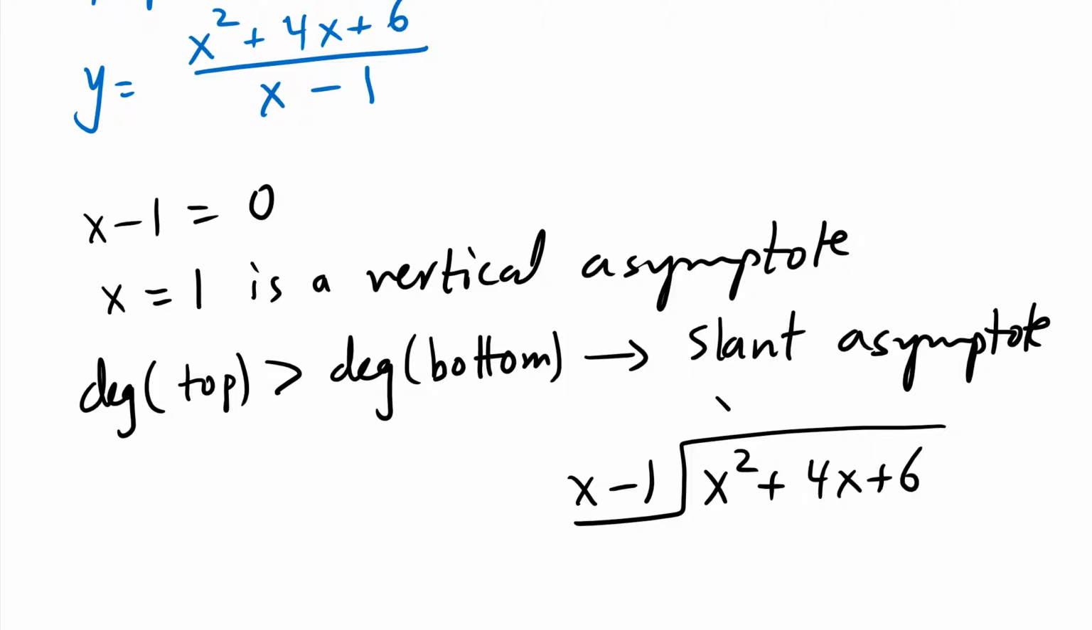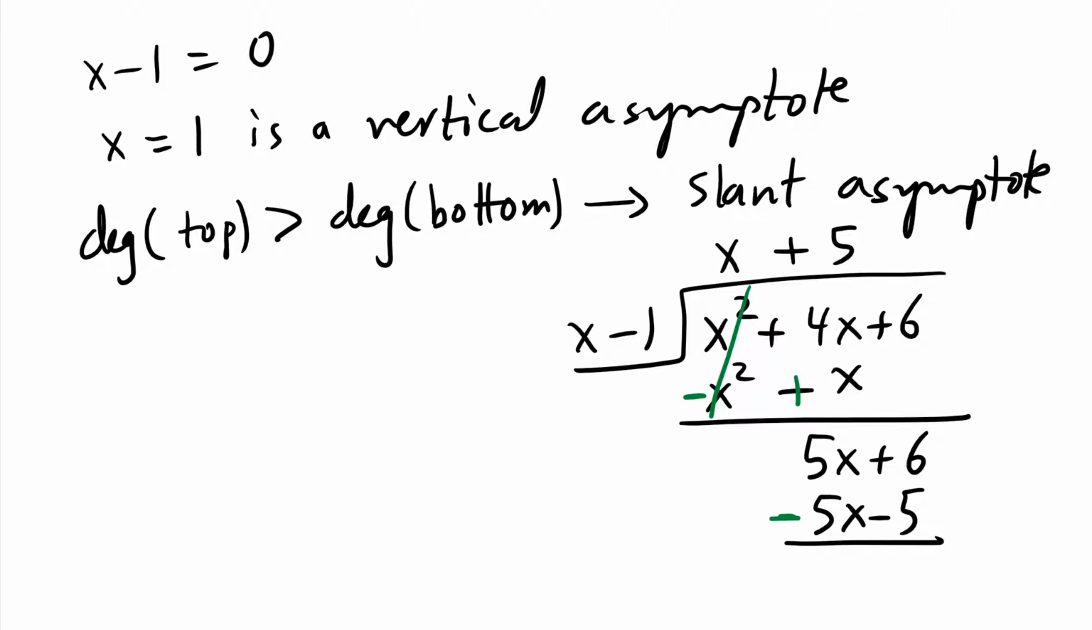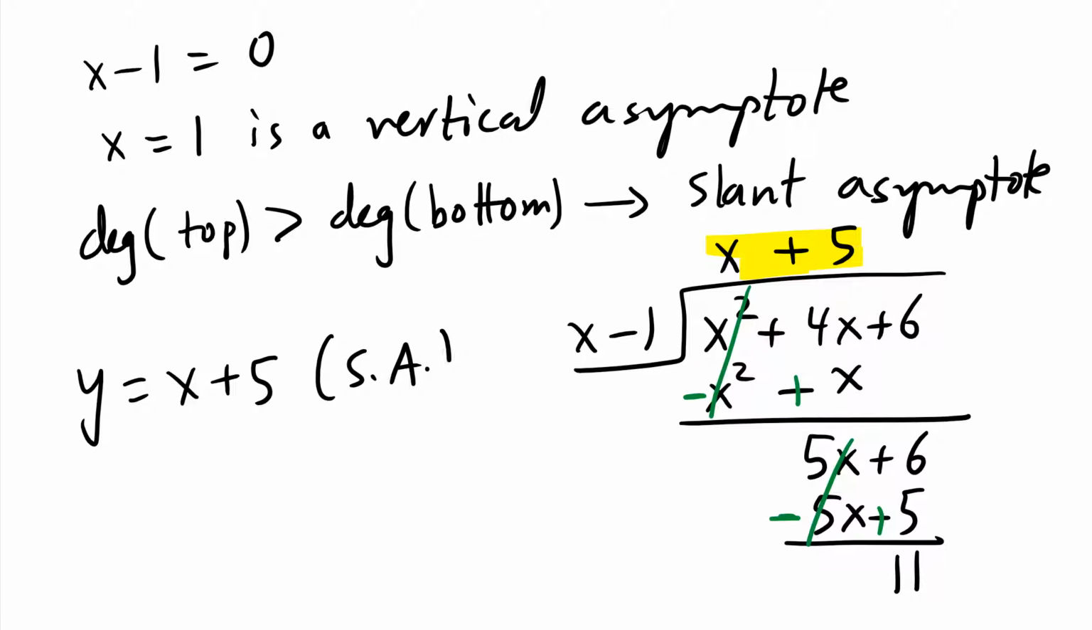What goes on the top? X squared minus x. Then we change the signs from negative to positive, positive to negative, and that gives us 5x plus 6, then plus 5, x minus 5, and then switch signs, you get 11 as a remainder. So whatever we get on the top, this is our slant asymptote, SA.